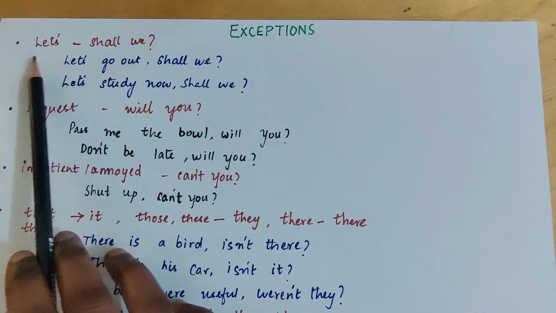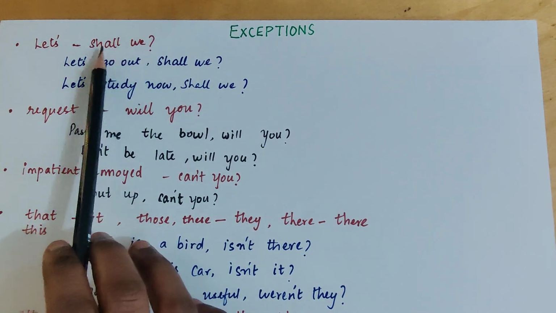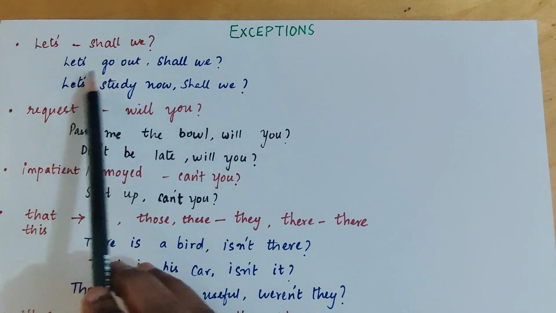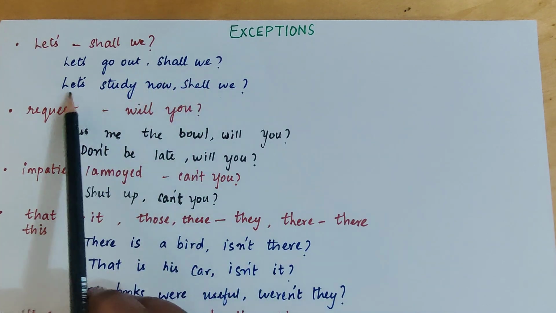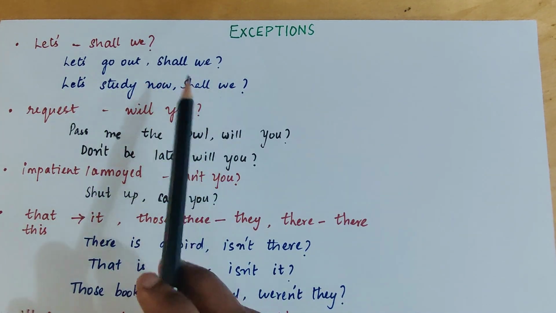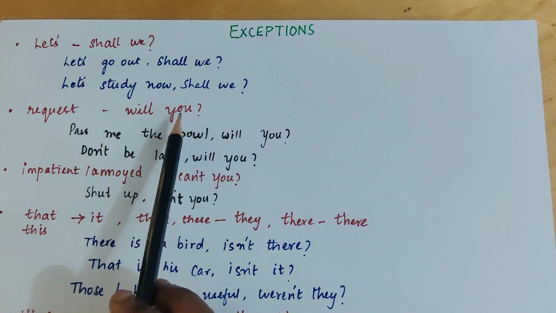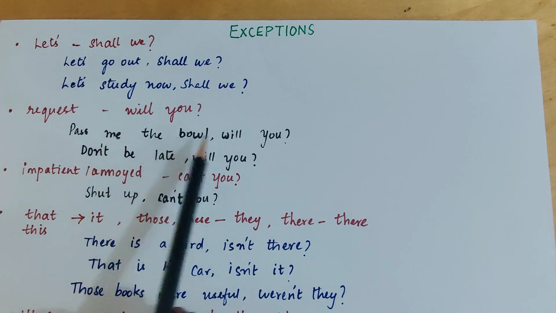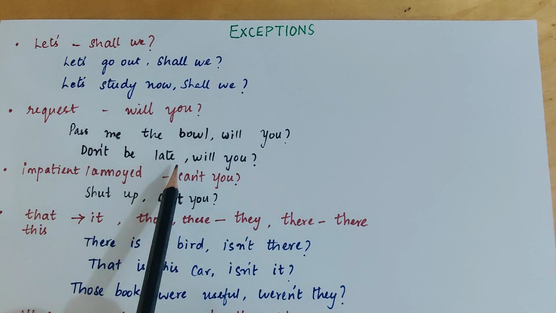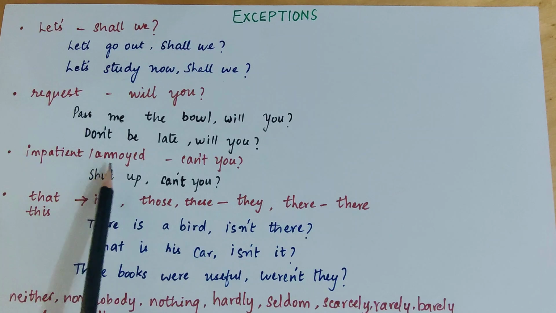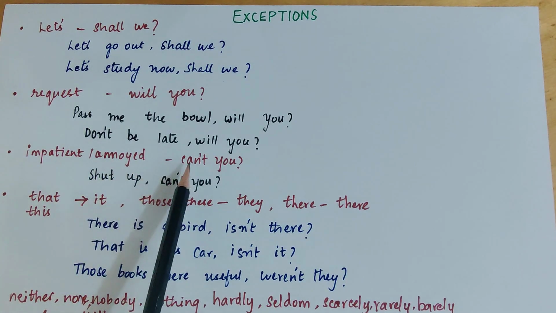Have a look at the exceptions. Whenever there is let's in the statement, we have to use only shall in the tag. Let's go out. Shall we? Let's study now. Shall we? When the statement is a request, always use will you. Pass me the bowl. Will you? Don't be late. Will you? When the statement is said in an impatient or annoyed mode, use can't you. Shut up. Can't you?